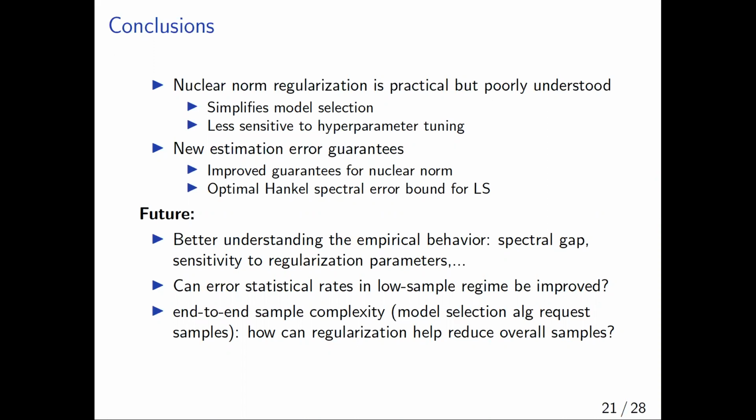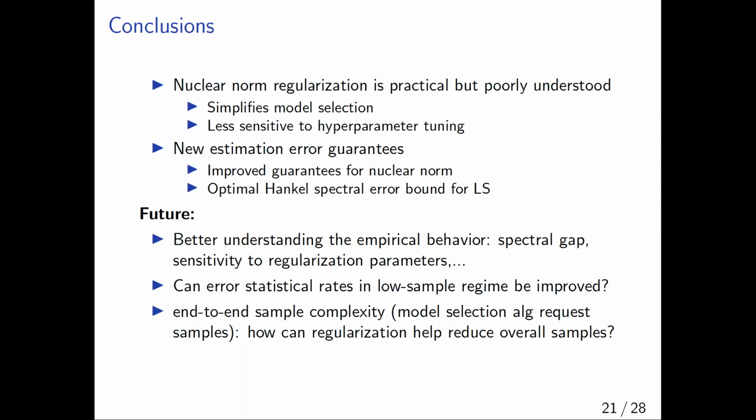But what was new in our work is that we were able to prove new estimation error guarantees. We gave improved guarantees for nuclear norm recovery, improved compared to the signal processing result I pointed out in the beginning for recovery of sum of exponentials. And we also gave an optimal Hankel spectral error bound for least squares. So we made an improvement on just the least squares approach as well.